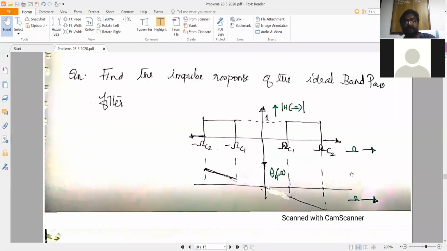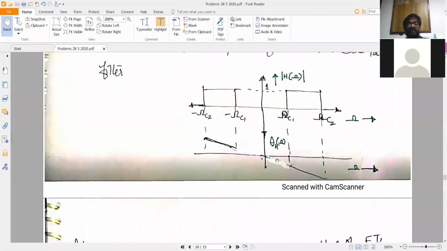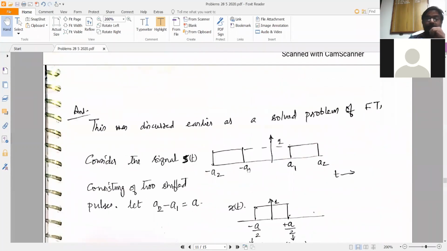So there is a pass band from omega c1 to omega c2, and you require a linear phase response in the pass band. So the phase response is linear in the pass band, which I had drawn by just drawing a line through the origin with a slope t d. The phase response outside is irrelevant. You only need to look at the phase response in the pass band. Now, I had discussed this problem earlier as a solved problem of Fourier transforms for the EC4B batch. What I'll do is discuss that here once again for the benefit of EC4A also.